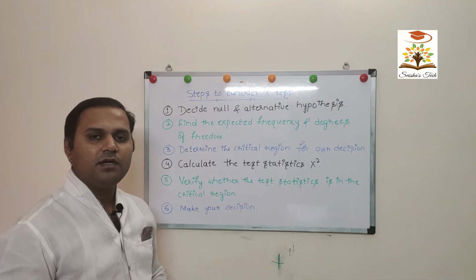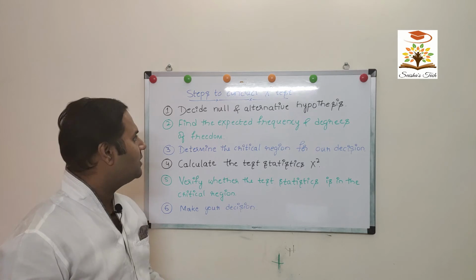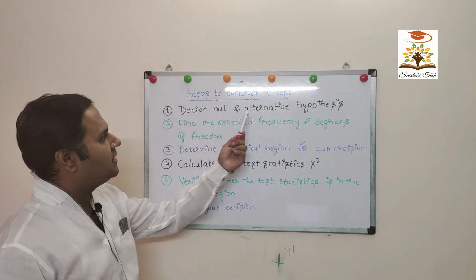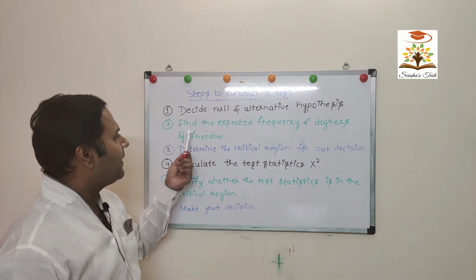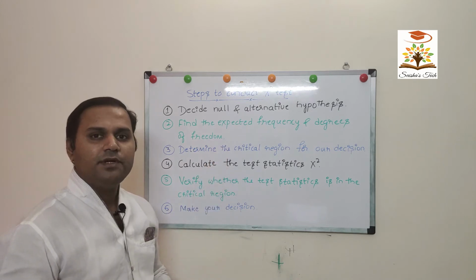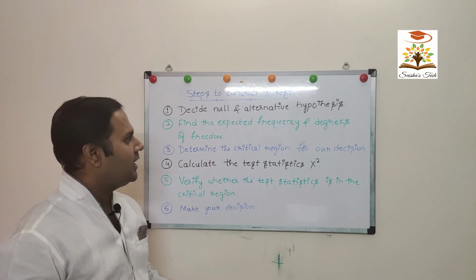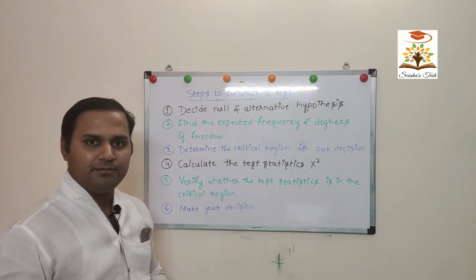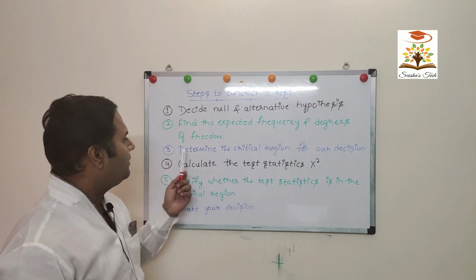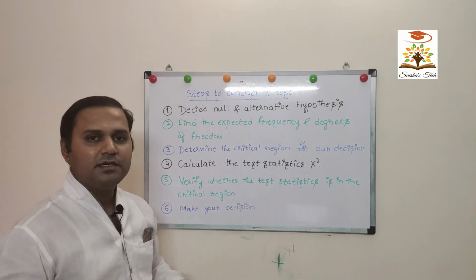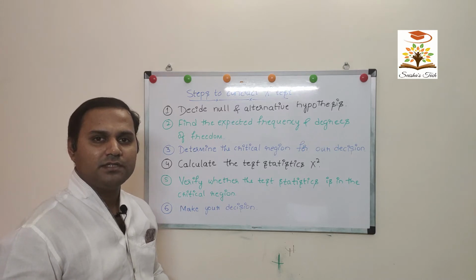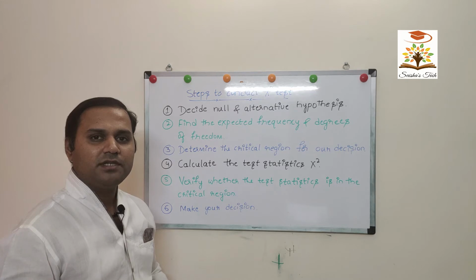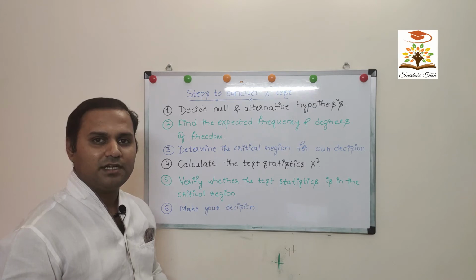There are 6 steps involved in conducting a chi-square test. In step 1, we decide the null and the alternative hypothesis. In step 2, we find the expected frequency, if we do not have it, and the degrees of freedom. In step 3, we determine the critical region for our decision. If the critical region is not provided, the standard critical regions of the industries like 1%, 5% and 10% are utilized depending on the requirement and the industry standards.